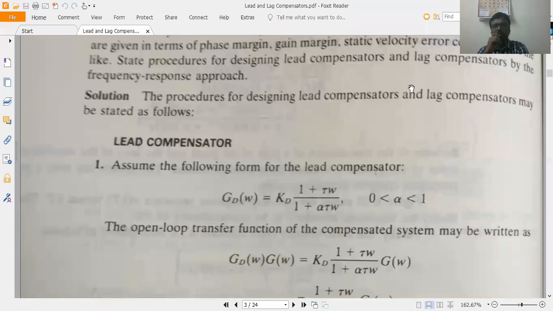Okay. So with this I am going to wind up the class for today. In the next class we will see the design procedure for a particular problem, whether it may be a lead compensator or a lag compensator.